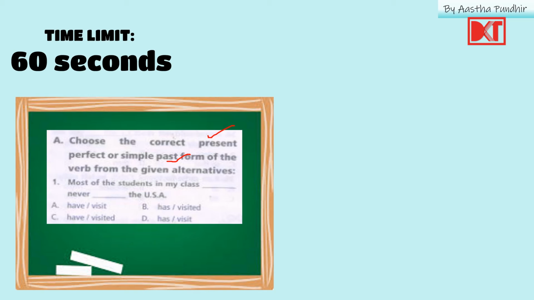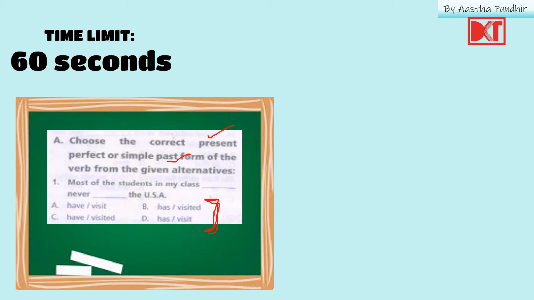And anyway, you see here the options are also given for the present perfect. There are no past forms as options. And since there are two blanks, we can also figure out that we have to form what? We have to form the present perfect.